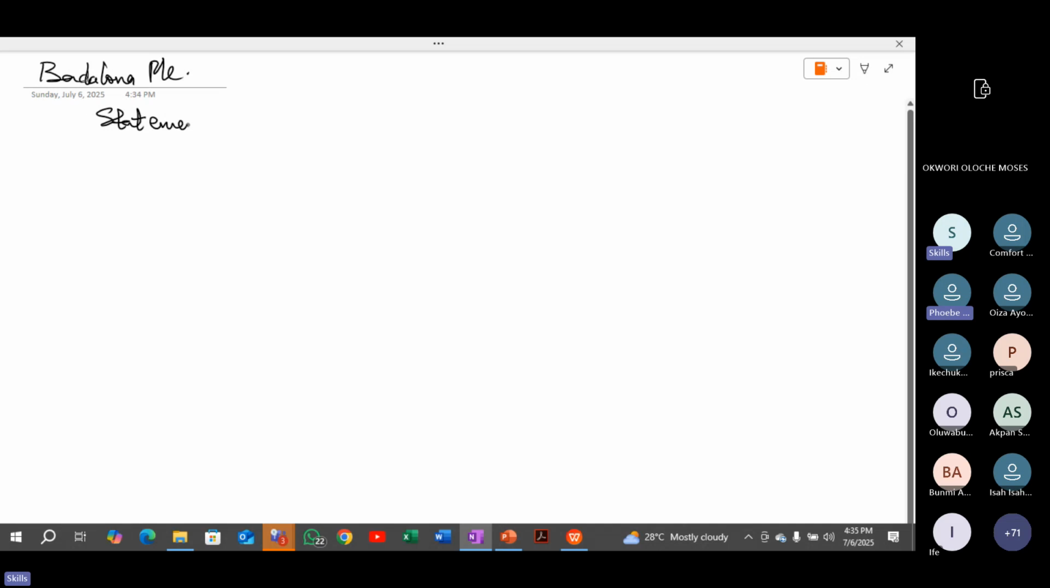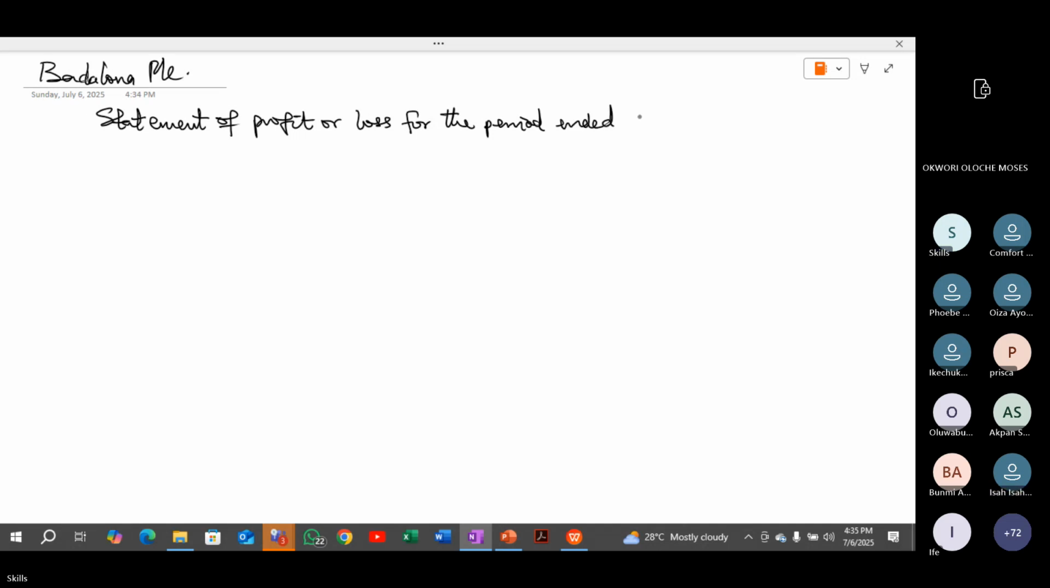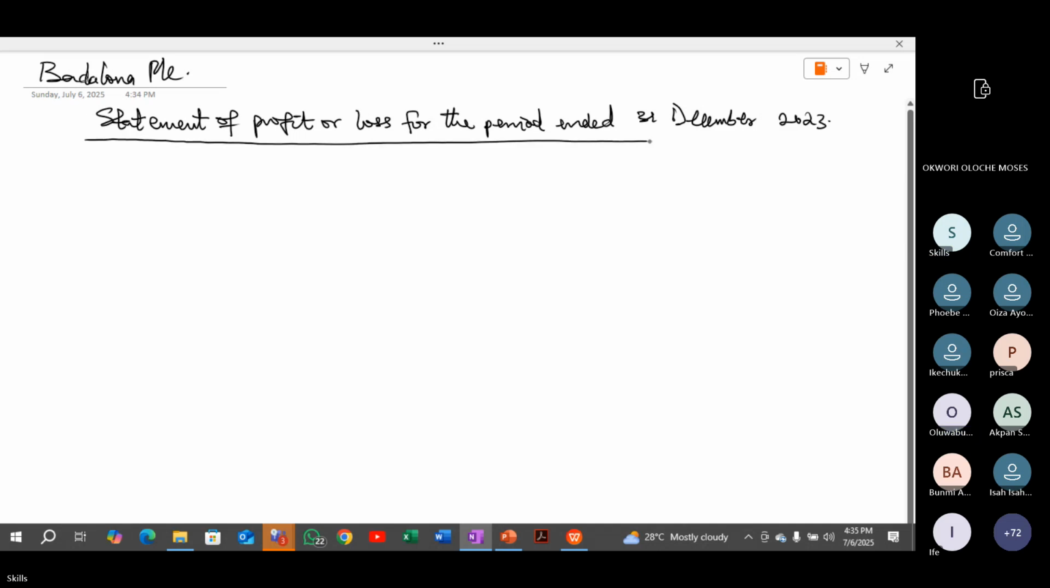Statement of profit or loss for the period ended. When did they close the account? 31st December 2023. Currency sign, Naira or dollar or pound? Naira.